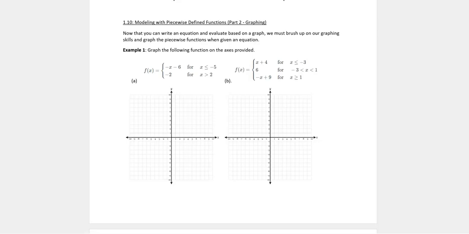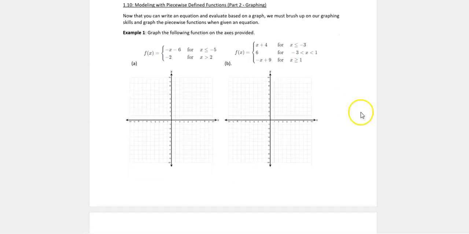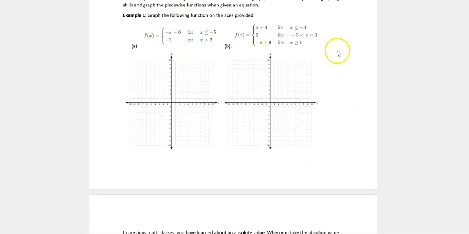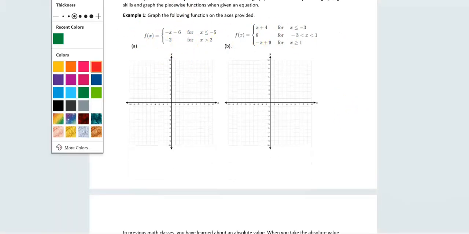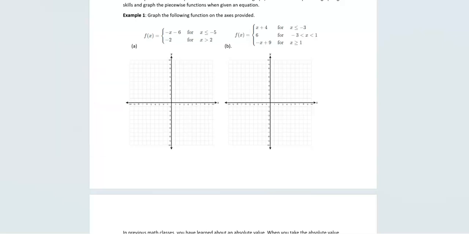Let's graph the following function on the axes provided. So we're just going to start with A, and in each piece, I'm going to graph each piece. So we're going to start with this one. Anytime they give you this number, the very first step, the easiest way to graph these, is to take this number and plug it in for x.